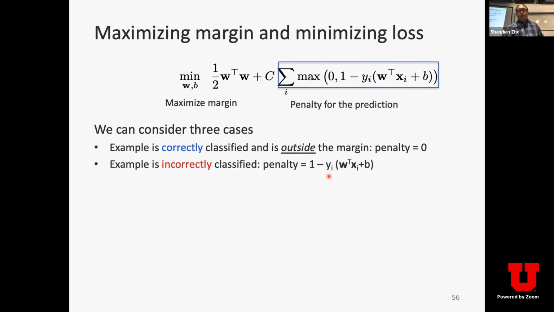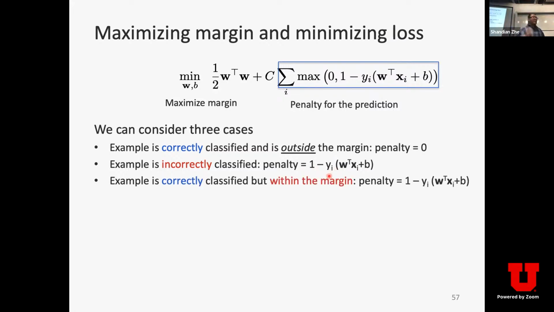Okay. And interestingly, we have the third case, right? Which is what you have just pointed out. Even if your example is correctly classified, it is within the margin. So this function margin, this product, is positive, but it's less than 1. In that case, you still have some penalty, which is 1 minus the function margin as well. This value is between 0 and 1, but it's still some kind of penalty because it's not 0, right?